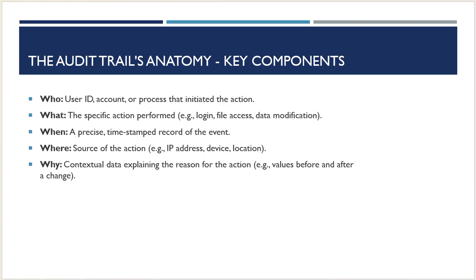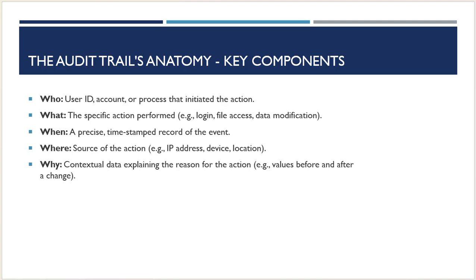Who, what, when, where, and why are the things we capture when doing the audit trail. In who, we record the user ID, account, and process that initiated the action, and what actions were done. In what, the specific action performed by the user: what changes, what updates, what deletions, that is create, read, update, delete, the operations done by the user. Login, file access, data modification, whatever is done by the user in that system, we record.